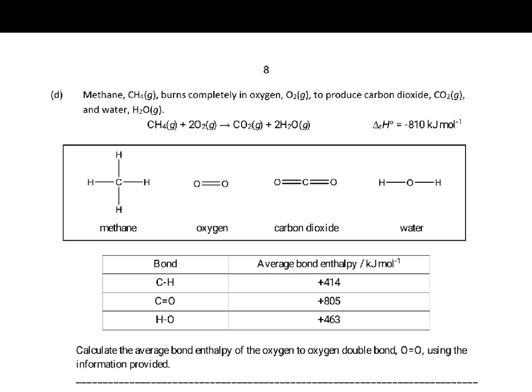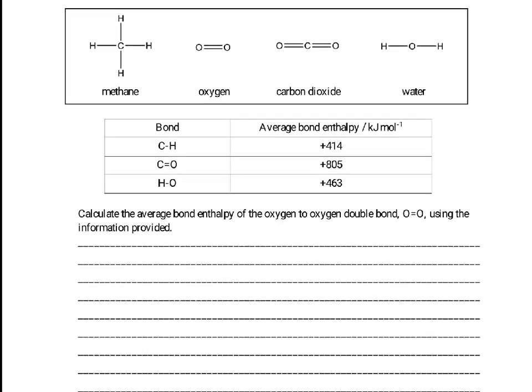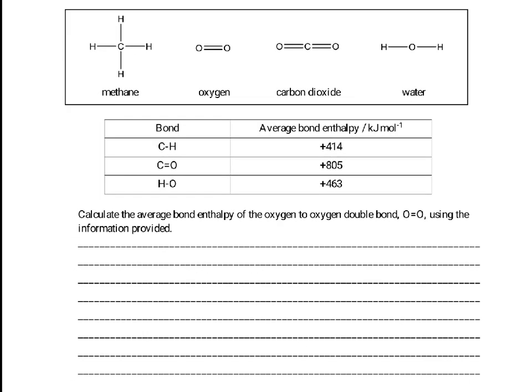Alright, final one. D. Methane burns completely in oxygen. You're given an equation, and they're really nice because they've given you the formulas of the different chemicals involved. So the question itself, calculate the average bond enthalpy of oxygen to oxygen double bond using the information provided. So these types of questions, there's a formula you have to remember, and it's the enthalpy of reaction is the sum of all the energies of the bonds broken minus the sum of the energy of all the bonds that are formed.